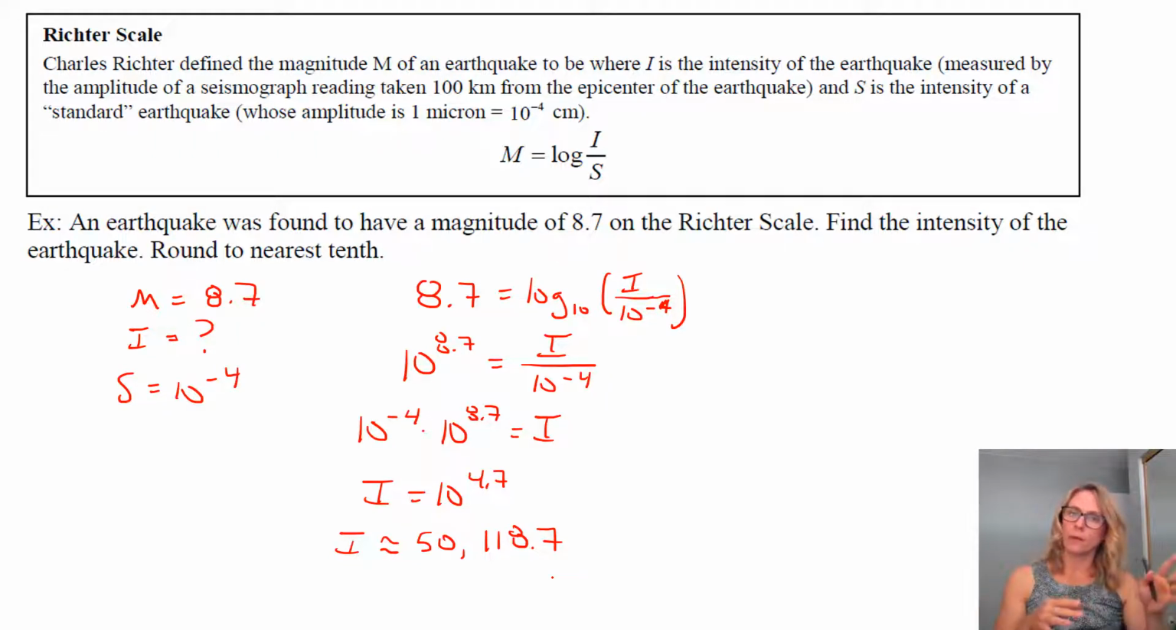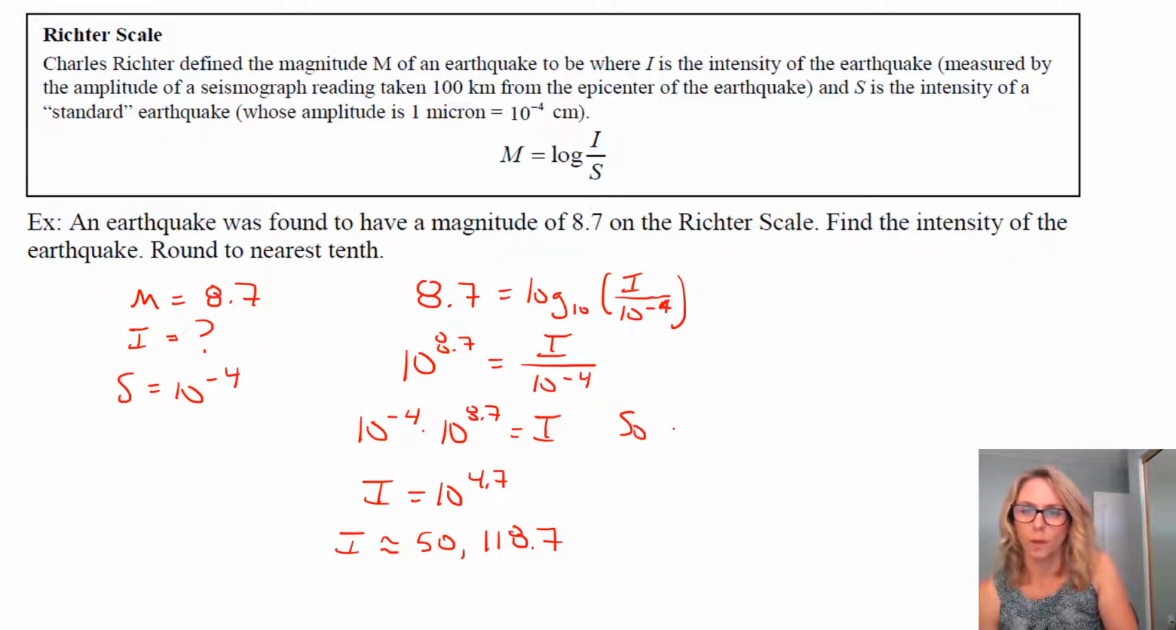50,000 is obviously a lot bigger than 6,000. So it's that idea of the magnitudes of 10, which is why we're using the logarithm. So just know that. So intensity is 50,000.